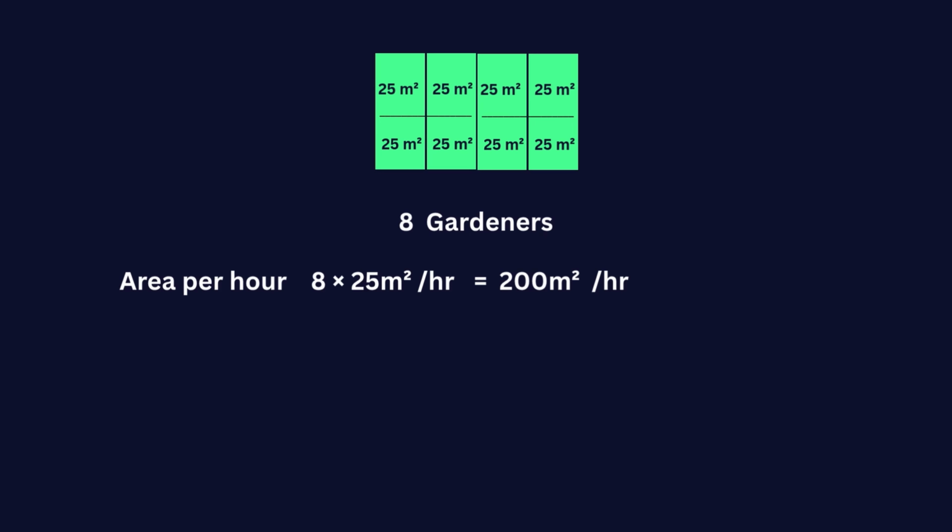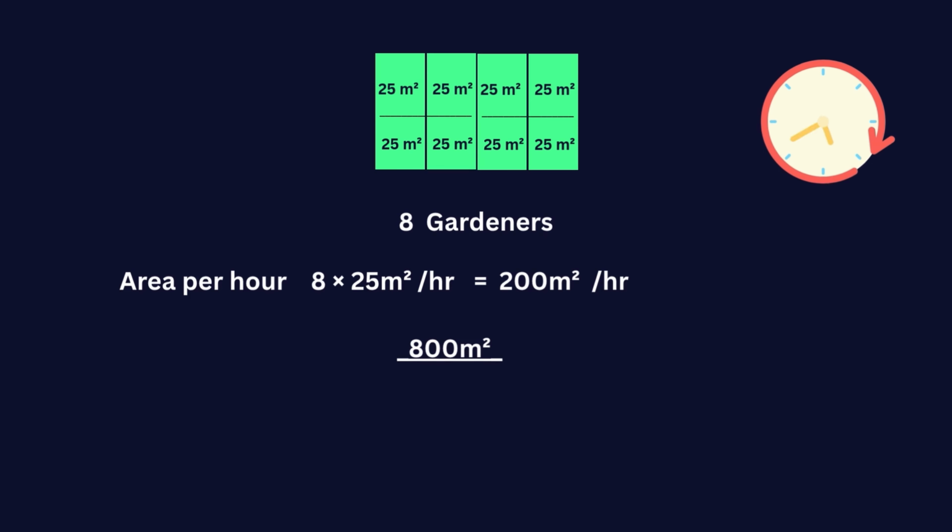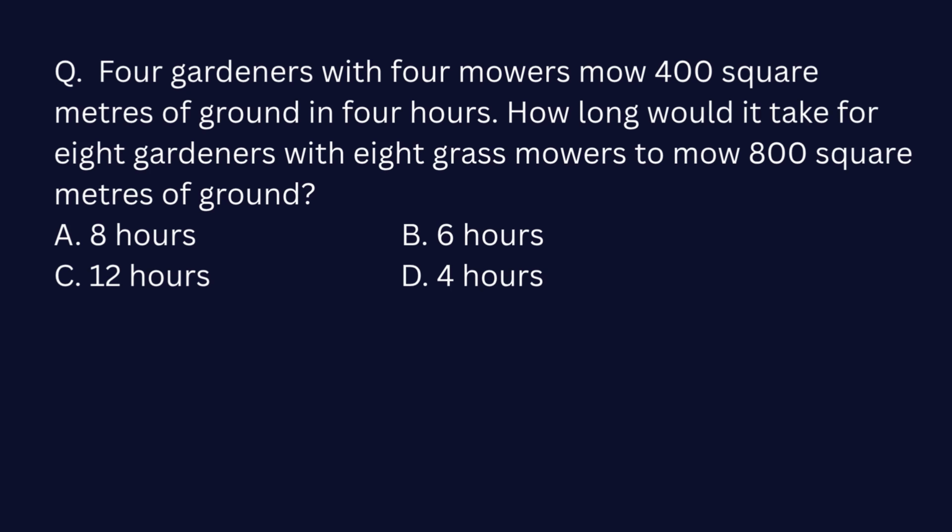Now we need to tackle the new area. They need to mow 800 square meters at 200 square meters per hour. The time is area divided by rate. So area is 800 square meters, and the rate is 200 square meters per hour. If I do the division, that would give me 4 hours. Even though we doubled the area from 400 square meters to 800 square meters, we also doubled the workforce from 4 to 8 gardeners. The extra gardeners exactly offset the extra work, so it still takes 4 hours. So if we look at the options, we see that option D is the correct answer, which is 4 hours.